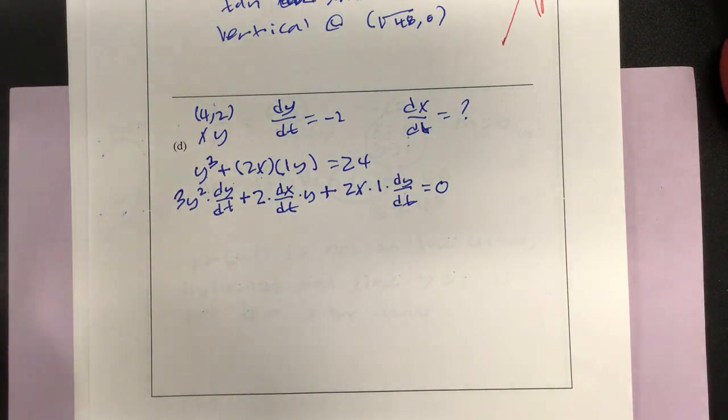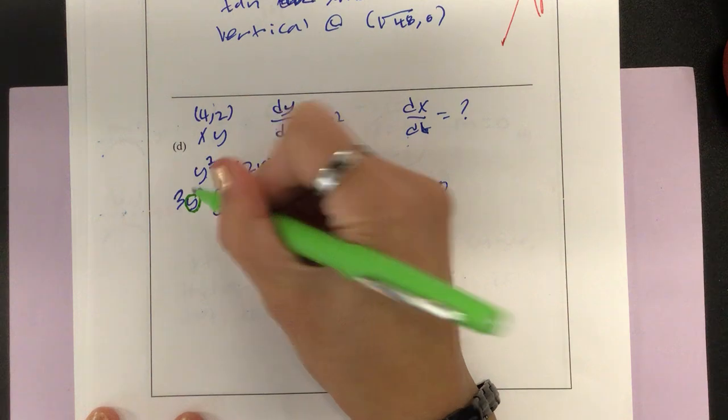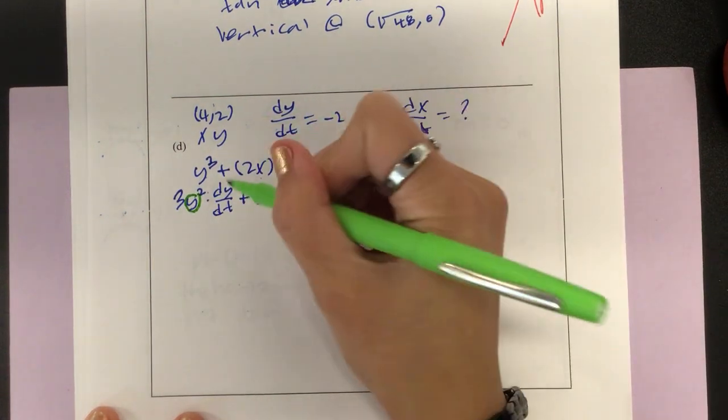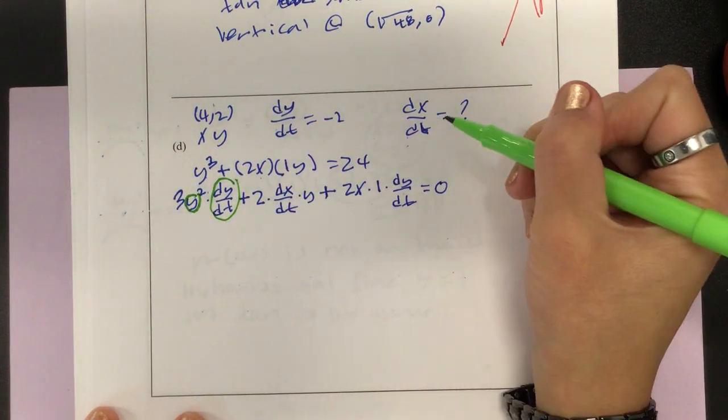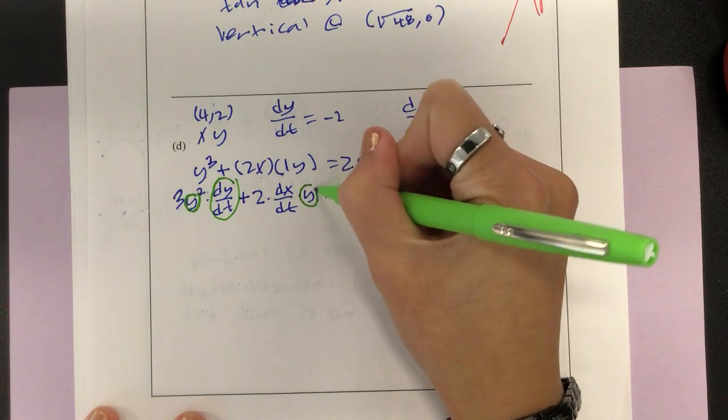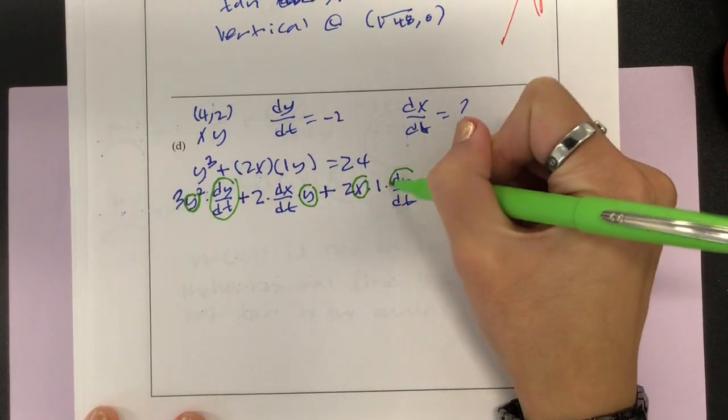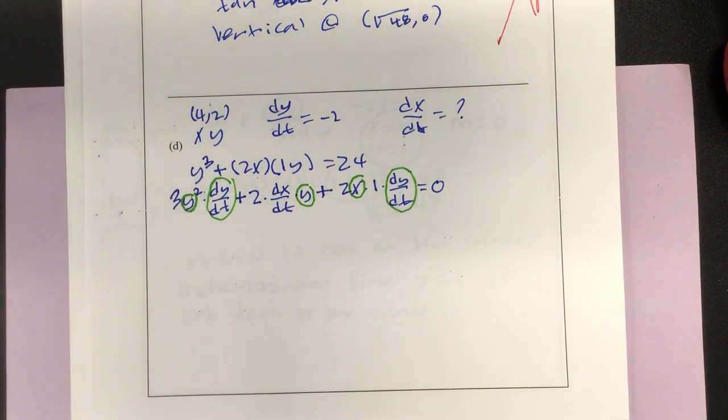So now I'm going to go ahead and circle all the pieces that I know. Don't we know the y value? Yeah? Don't we also know the dy over dt? We know this y value, we know this x value, and we know this dy over dt. And notice the only variable remaining is dx over dt. Do we see that? So that's the calculus part. After that, it's pretty much algebra. So let's go ahead and substitute in.